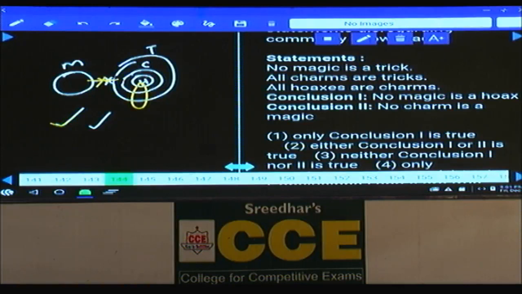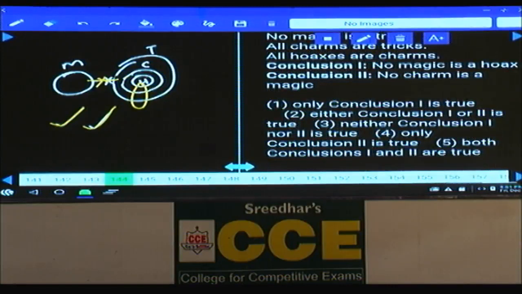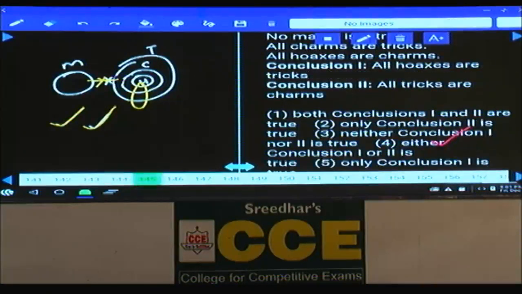Then what is your answer here? Both the conclusions are true. Clear? Alternate diagram cannot be done. This will be true forever. As it is true forever, that is choice 5, both 1 and 2. Both 1 and 2, choice 5, 144.